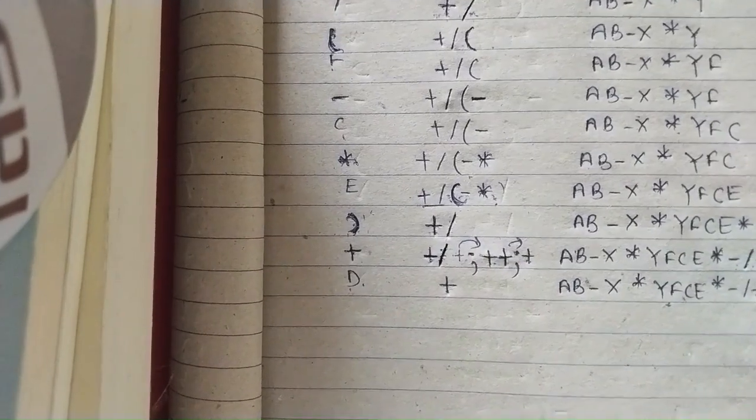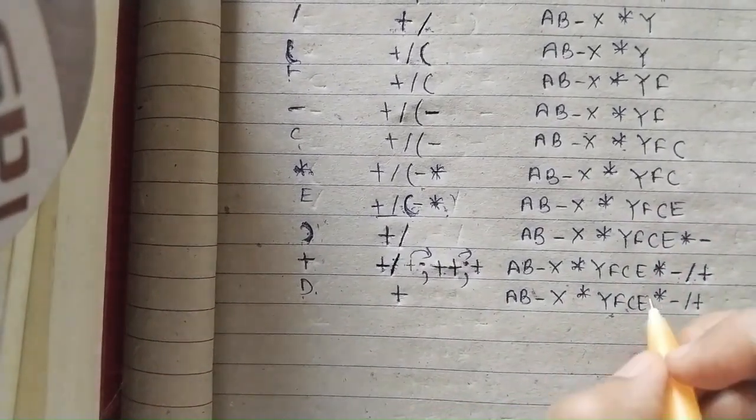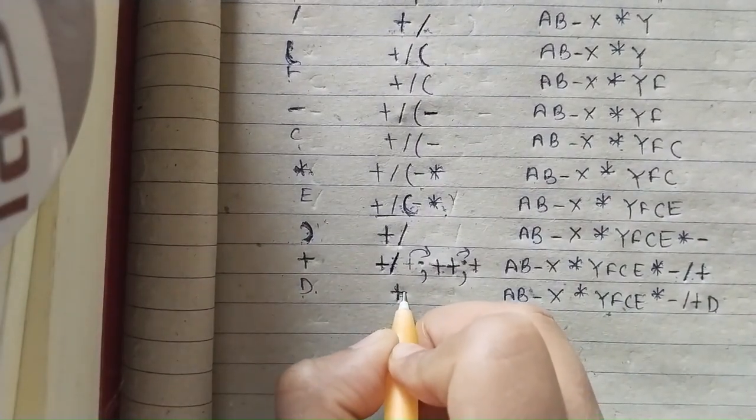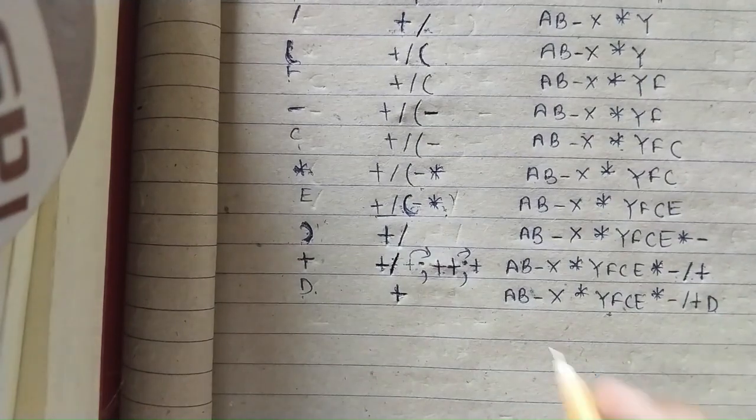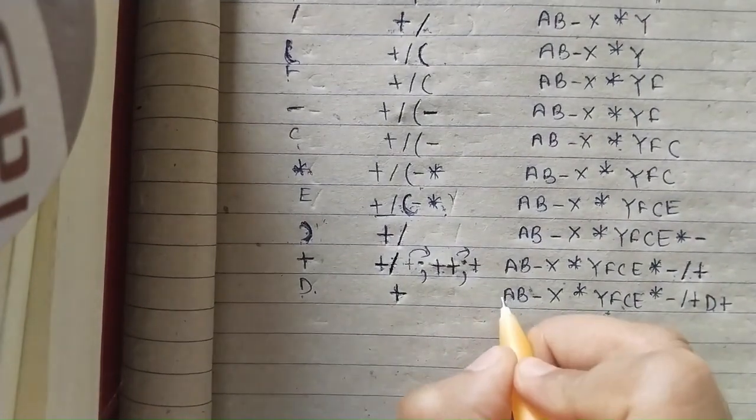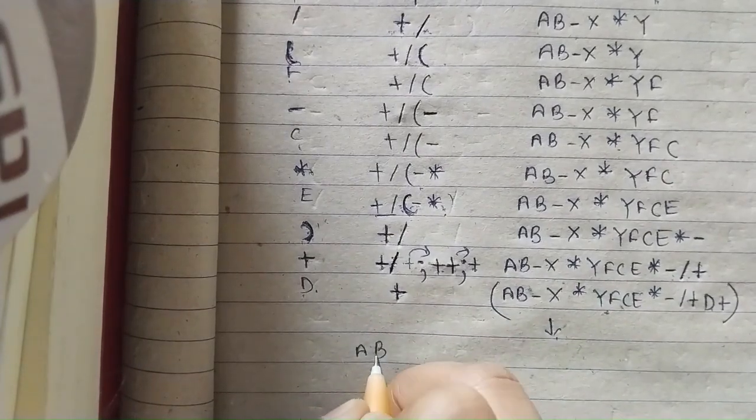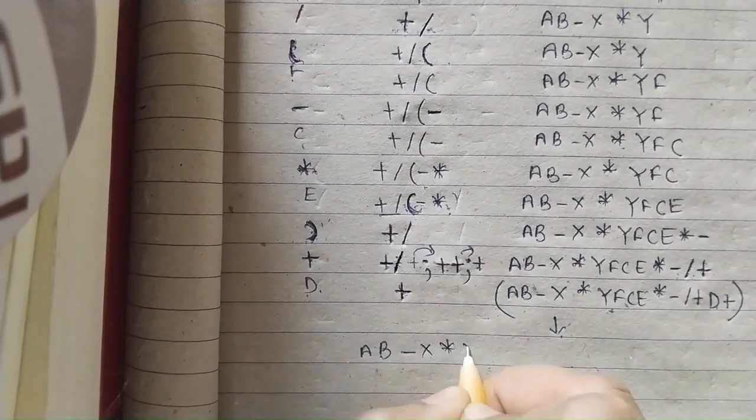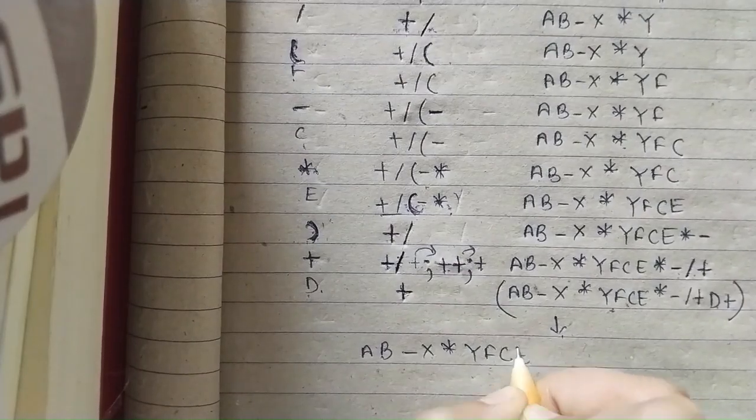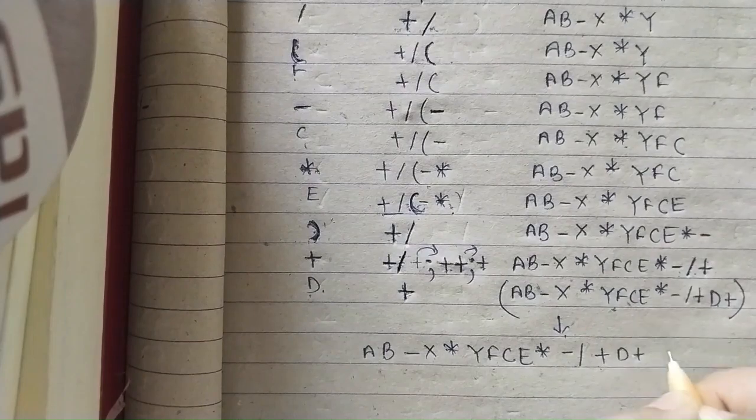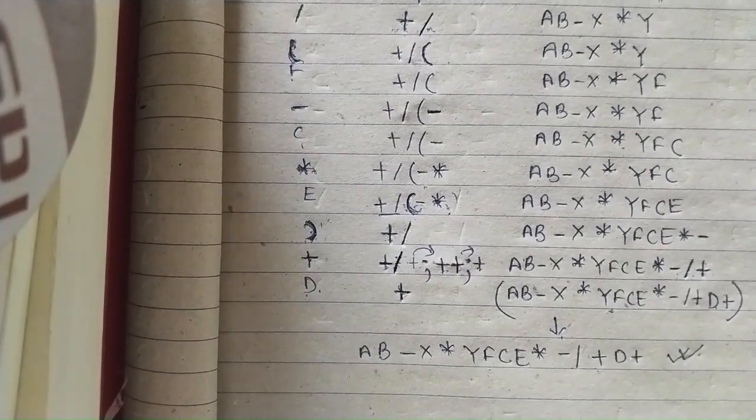Divided by plus, and then your D comes, and one plus is left in the stack, so this will be popped out at the last. So we are left with this particular expression, and this is the final answer: AB minus X multiply Y F C E into minus divided by plus D plus. This is your expression. I hope you understood that particular question.